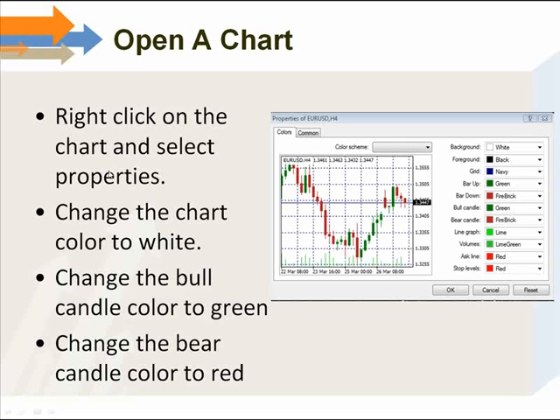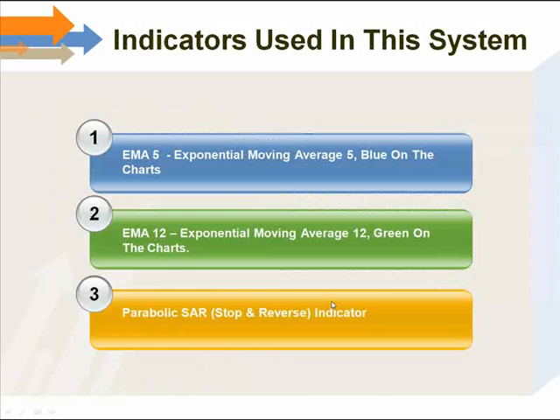Open up a chart in MetaTrader, right click on the chart and select Properties, and then change the background of the window to white, change the bull candles to green, and change the bear candles to a red color, and that will ensure that it looks close to the same as our charts and make it easier for you to follow along. And then once you've done that, we're going to add some indicators into the charts themselves.